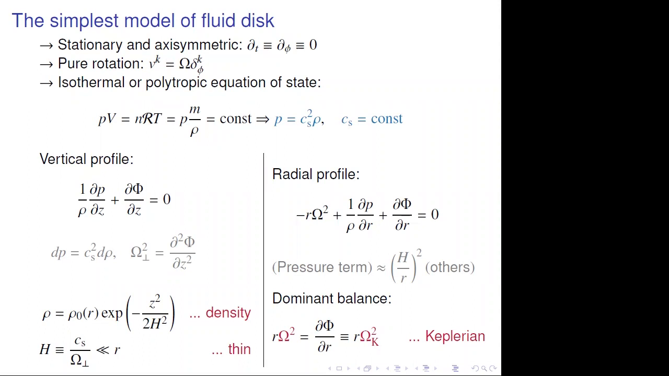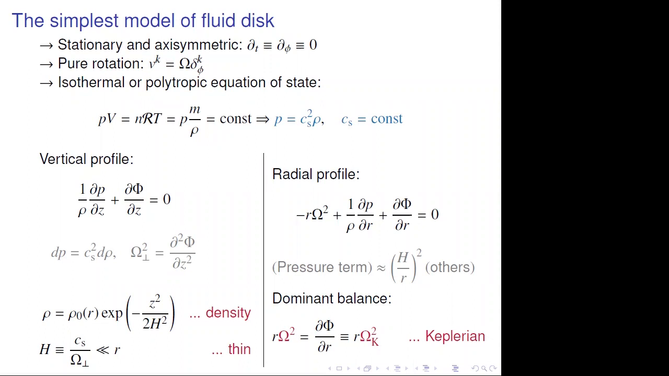Then of course, it's difficult to say what it means that the disk is thin, but you still have some characteristic scale height, which is given just by this formula, and thin means that this ratio is much less than the radius where I am, right? So this is the simplest approach.